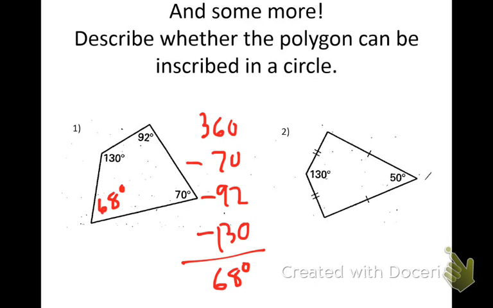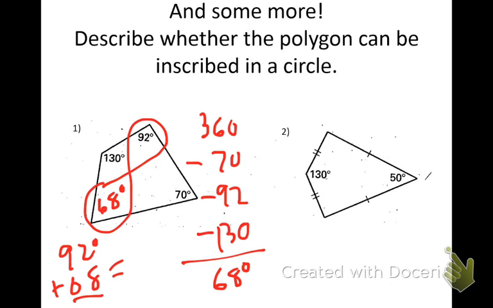Brandon says yes. Anybody else have an opinion? All right, we have to add these two together. They're supposed to equal 180. That was our theorem, right? They have to be supplementary. So 92 plus 68 equals 160. It does not equal 180, so the answer is no. That one wouldn't work. Okay?